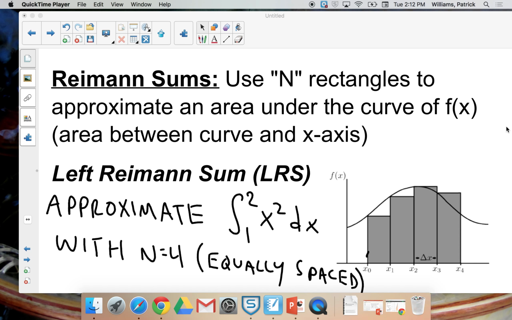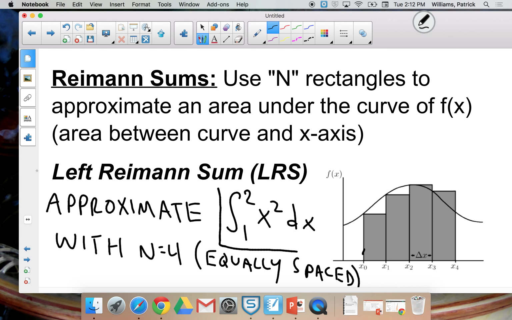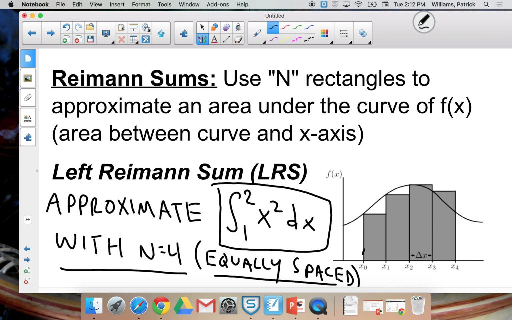So let's look at a specific example of how we're going to use a Riemann sum to approximate this integral right here. Now remember that this integral represents an area under a curve. So this symbol really means: approximate the area under the curve of x squared between x equals 1 and 2. And this says with n equals 4, meaning 4 subintervals or 4 partitions. And here we said equally spaced. Remember that in Riemann sums, we can make our subintervals equally spaced, but they don't have to be.